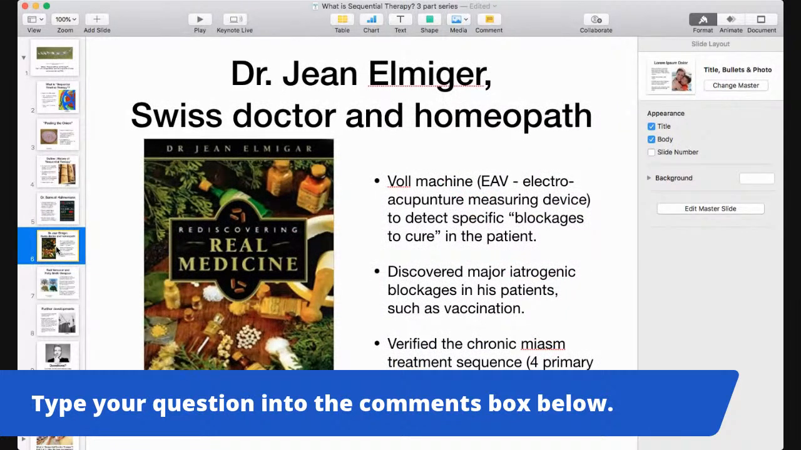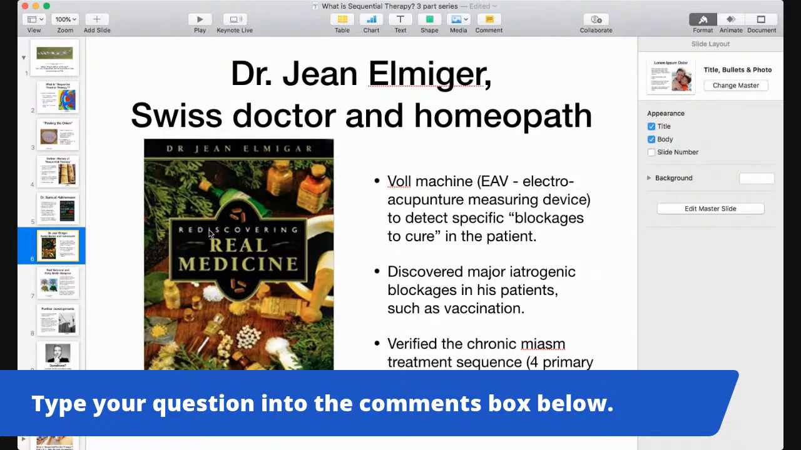Now, as I mentioned at the top, we will now go into the 1970s, where we had the Swiss doctor and homeopath, Dr. Jean Elmiger, and this is the English translation of his book. As I mentioned, I didn't write down his French title. My French isn't that good. I focus on English. Apologize for that.